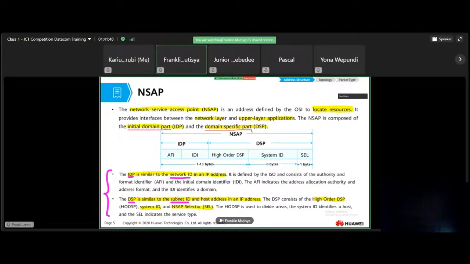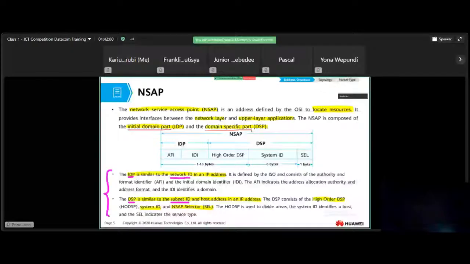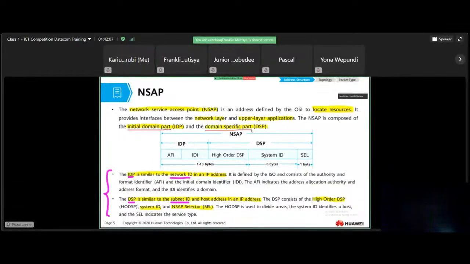The domain specific part refers to the I-ordered DSP, that is comprised of values that are used now to give details of the particular entity within an ISIS network. Okay, so to divide the ISIS network into various areas, we use now the DSP.